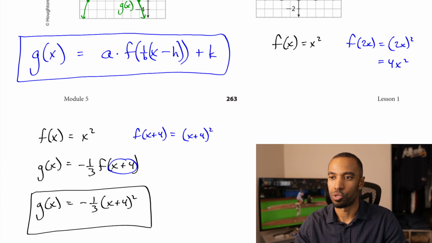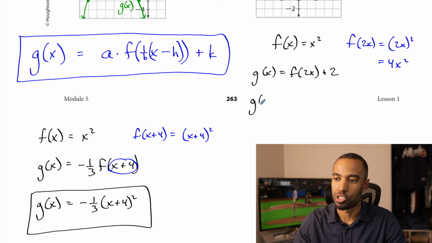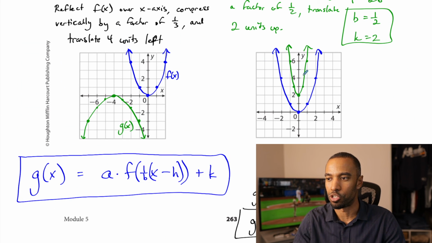And then there was a plus 2. So if g of x is f of 2x plus 2, we know that f of 2x is 4x squared. That means g of x is 4x squared plus 2. So if you graphed this in a graphing calculator, guys, this is the graph that you'd be seeing right there.